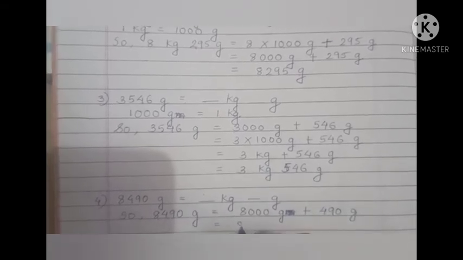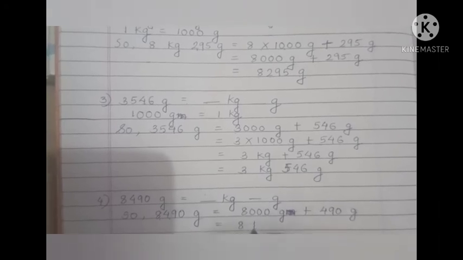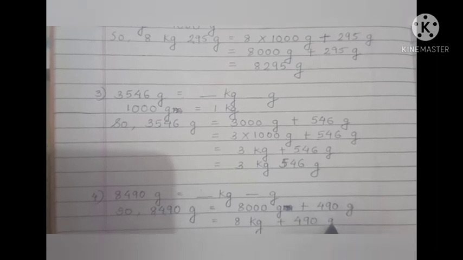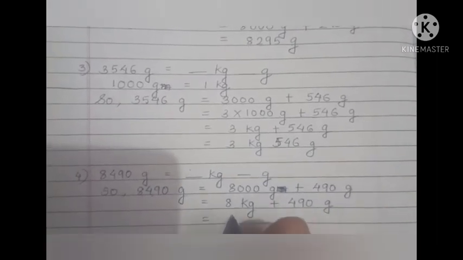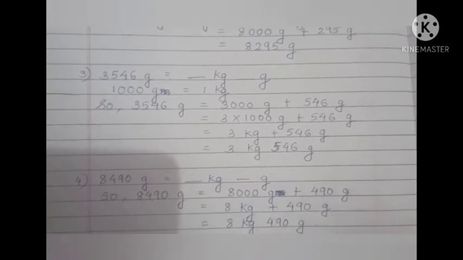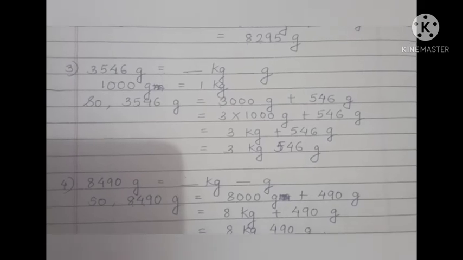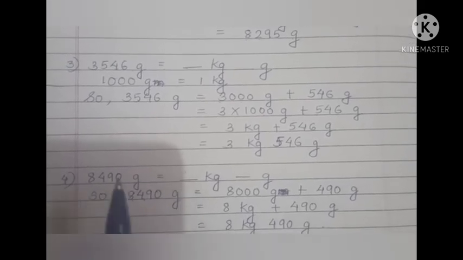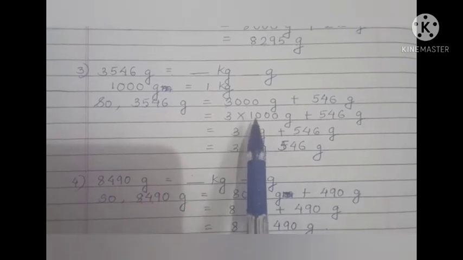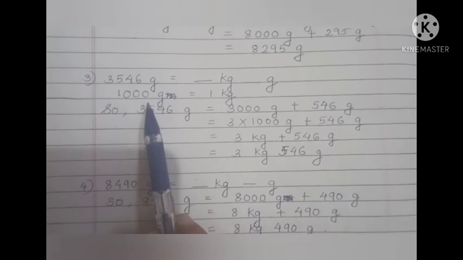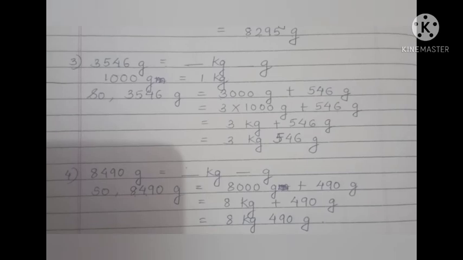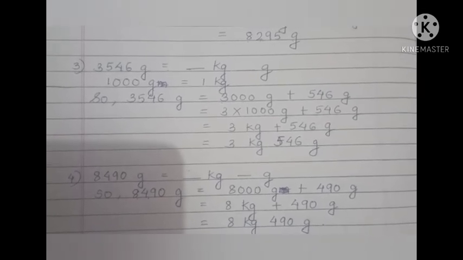So 8000 gram, how much is it? 8000 gram means 8 kg plus this 490 gram. So how will we write it? We write it 8 kg 490 gram. So students, this is that easy. So first, what you have to understand? You have to understand that 1 kg is equal to 1000 gram and 1000 gram is equal to 1 kg. If you remember this always, you can easily solve these problems. So the remaining problems you have to solve on your own.